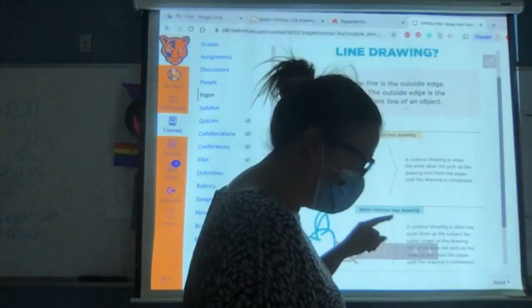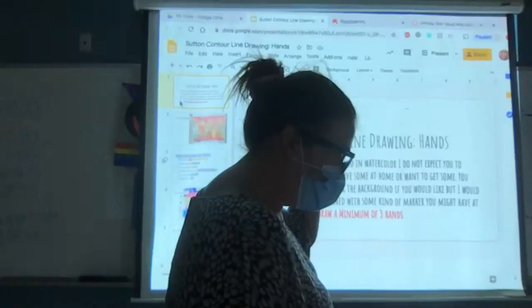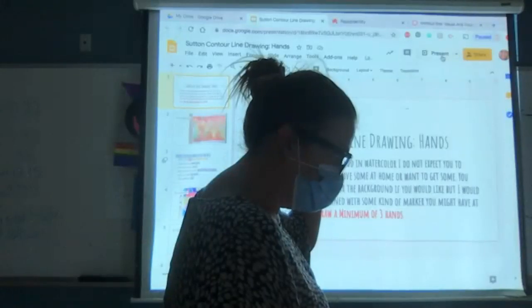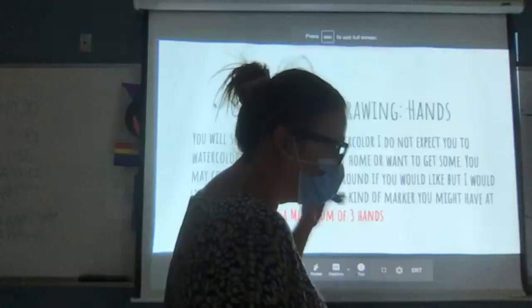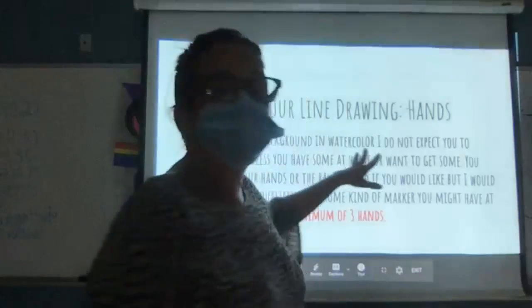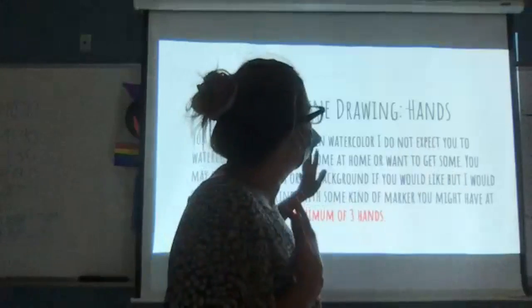That's the trick to drawing. I'm going to go here to your project. You have 3 hands to draw today, or to have in your sketchbook. This is an actual project. In this slideshow, you're going to see the backgrounds have been watercolored.